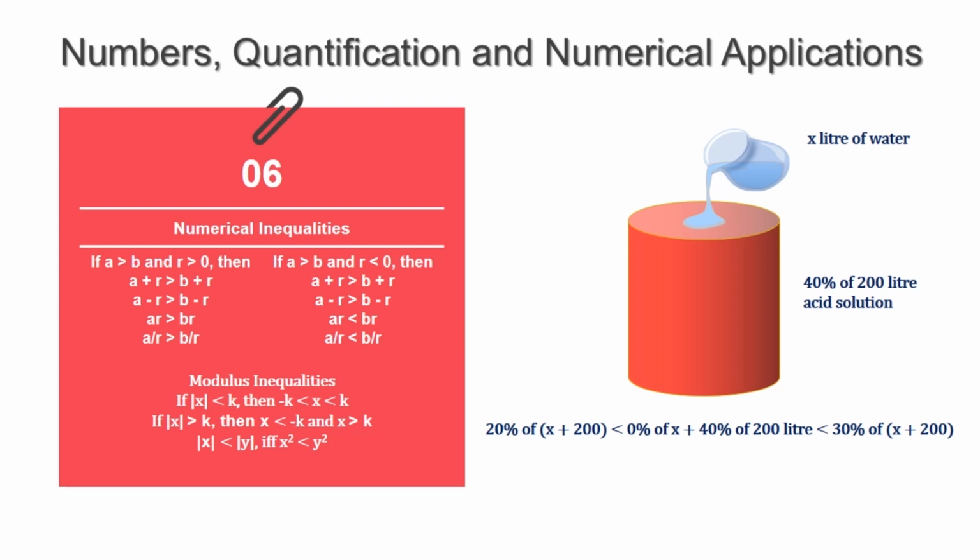Otherwise, if you are adding, suppose, 30% acid solution to that, then you have to write 30% of x plus 40% of 200 liters. So remember to make this inequality, because it will come in 3-mark questions. From inequalities, if a question comes, this type of question will come for 3 marks.